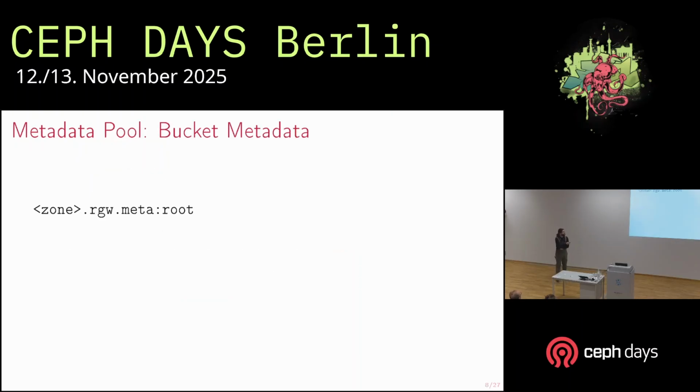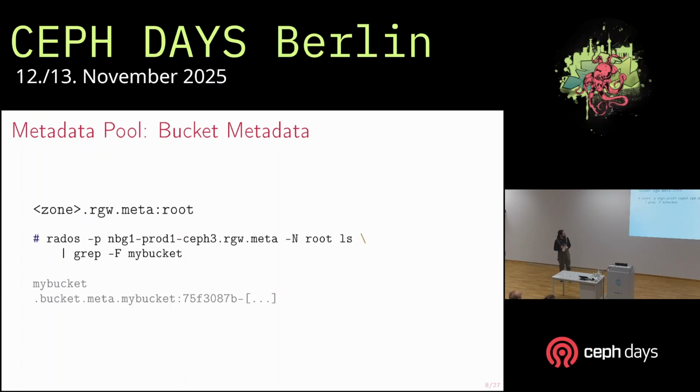Next tool, bucket metadata. We are now in the namespace root. I think this is also the default namespace. You don't have to specify that one explicitly. And we get 2 entries per bucket that is known to RADOS Gateway. One that is named after the bucket, and one that has this weird .bucket.meta prefix, and then there's a colon, and then there's something that looks like a UUID.